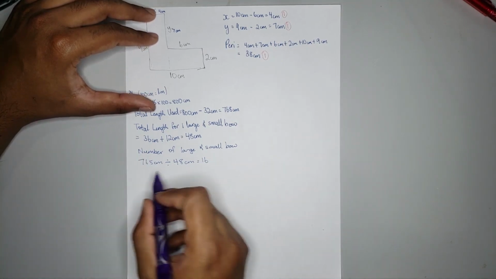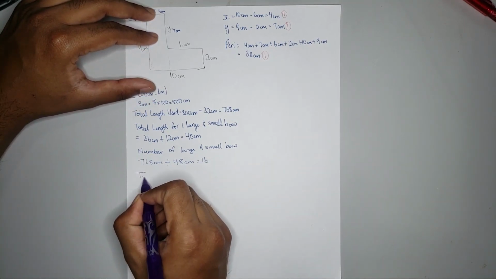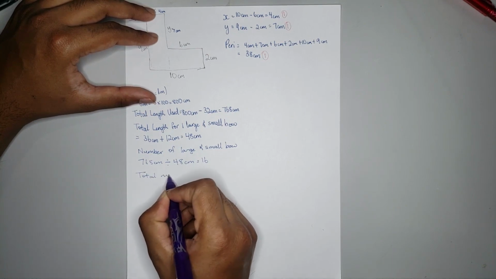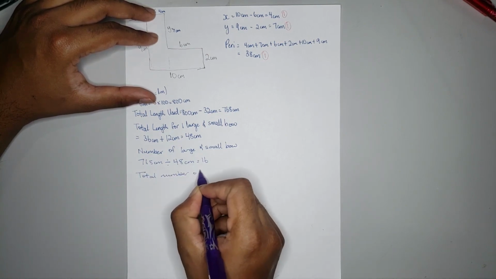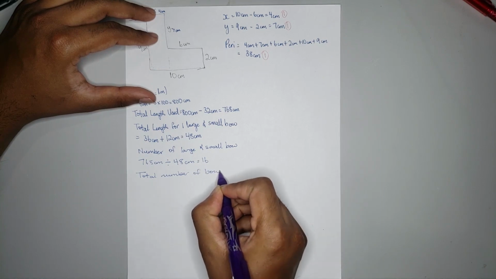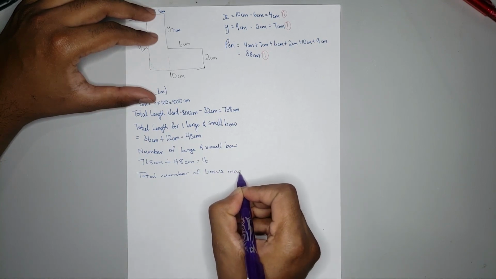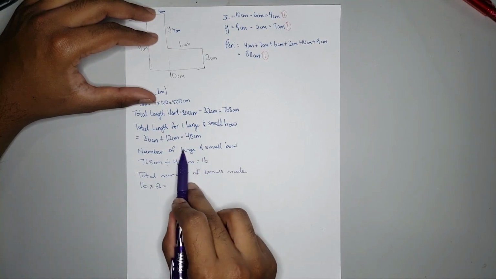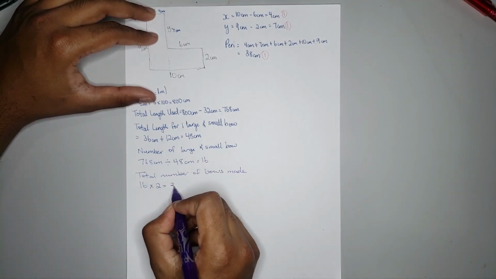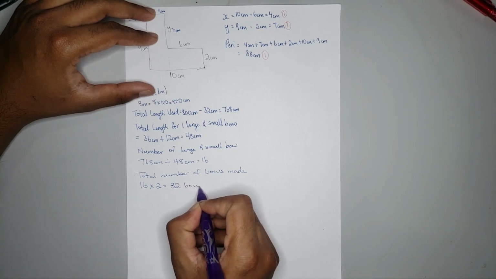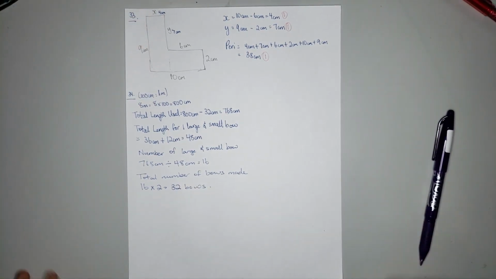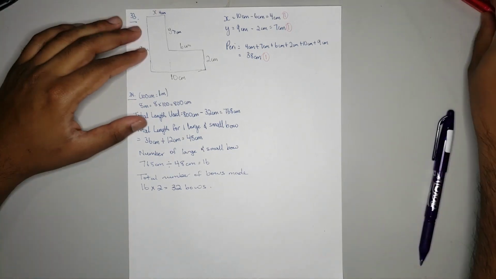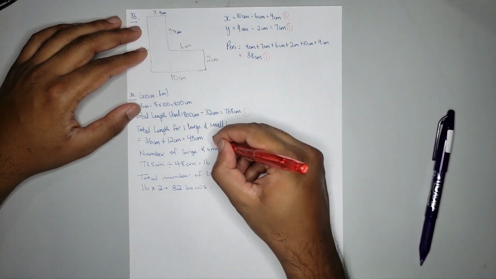So total number of bows made will be 16 multiplied by 2, because it's 16 large, 16 small, which is equal to 32 bows. So in total she made 32 bows, 16 large and 16 small. That's how many bows did she make. This is 3 marks, so I'll get 1 mark here.